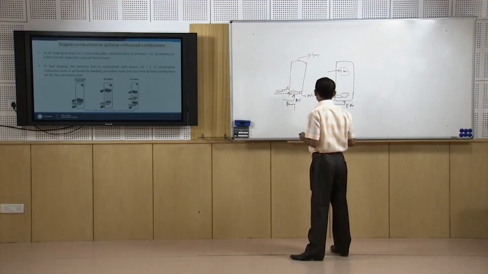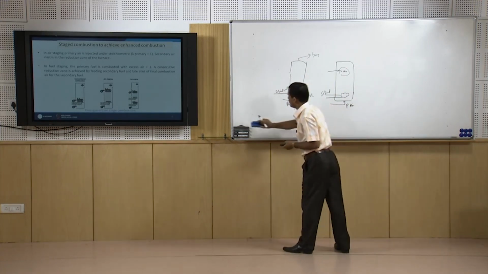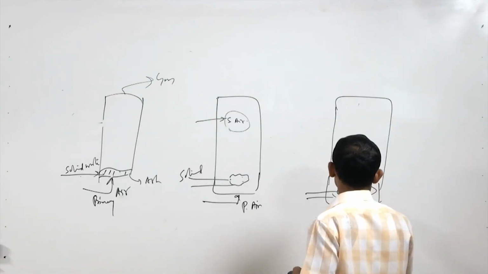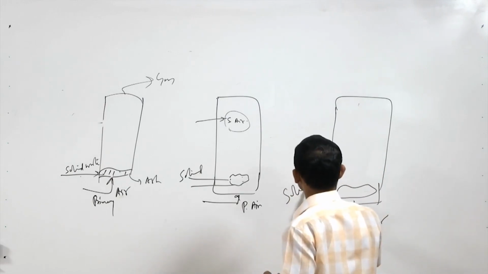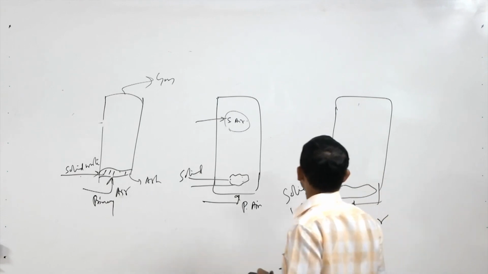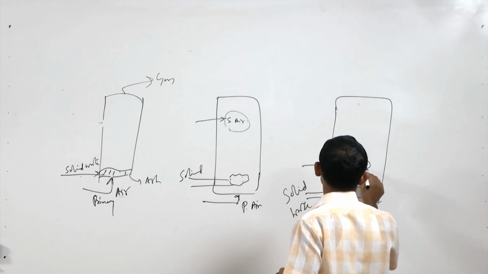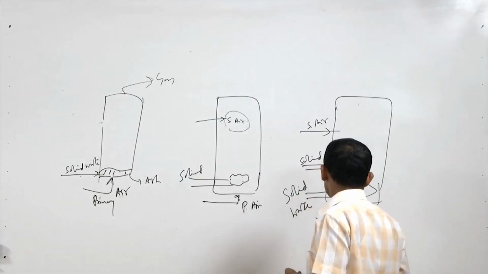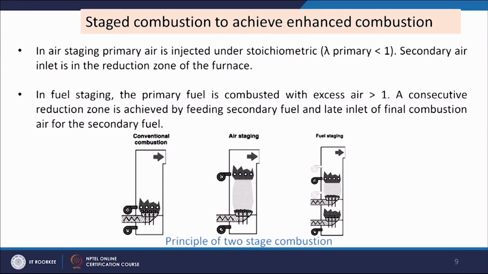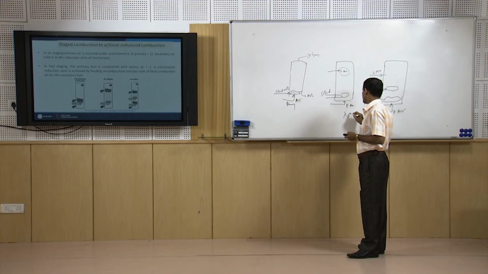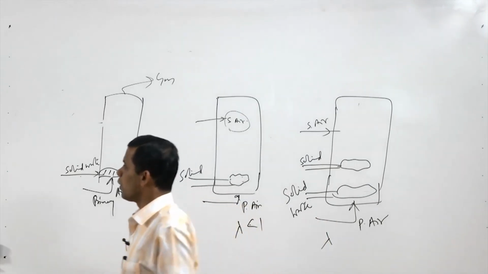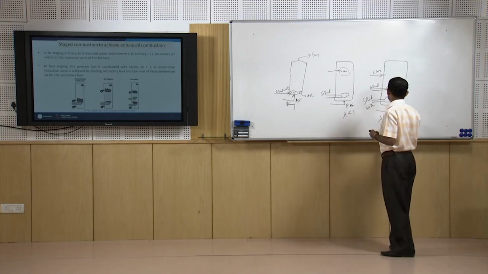Now, if we think about fuel staging, fuel staging can be achieved like this. So, there is one solid waste, primary air, then we will put another solid waste and we will put air. So, in this case how is it different? In the air staging, the primary air is injected under stoichiometric. So, this is under stoichiometric, lambda is less, it is less than 1, but here lambda is high. So, it is greater than 1, somewhere between 1 and 1.5. So, this is greater than 1.